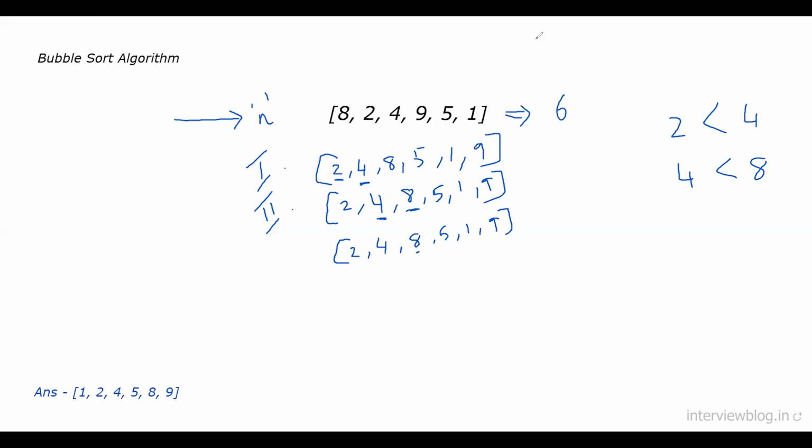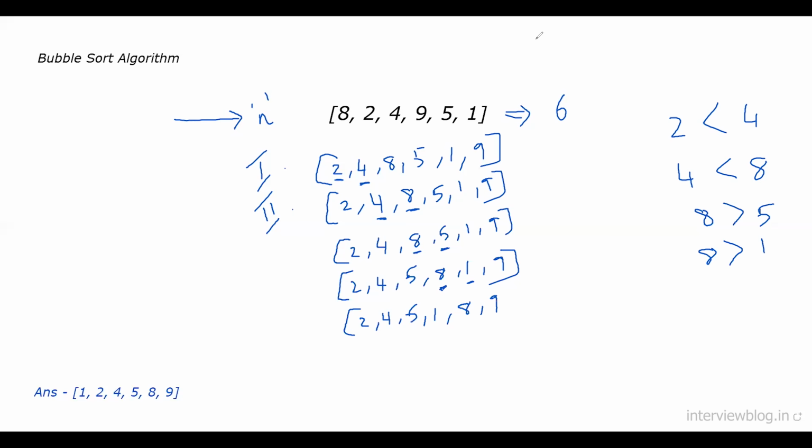Now we'll compare this 8 with this 5. We can see that 8 is greater than 5. Hence, there will be a swapping and our input array would be 2, 4, 5, 8, 1 and 9. So now we'll be comparing 8 with this 1 and we can see that 8 is greater than 1. Hence, we'll perform a swap and our input array would now be 2, 4, 5, 1, 8 and 9.